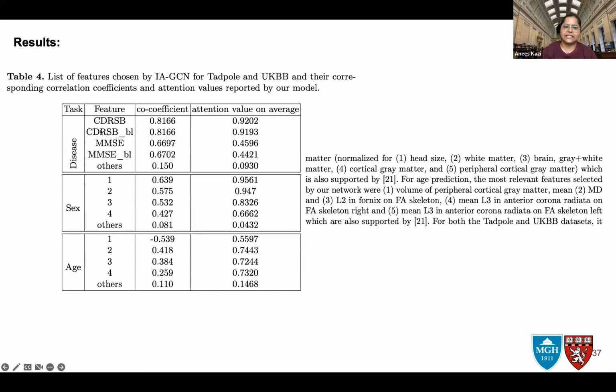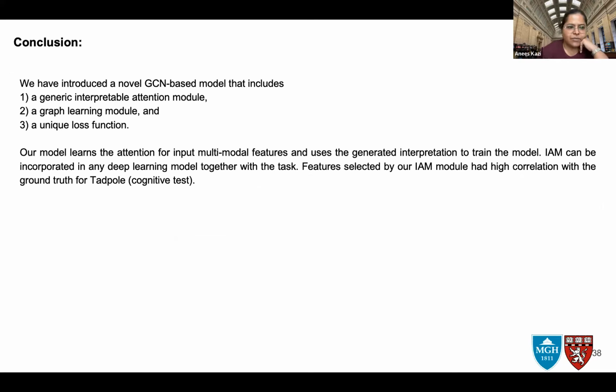So basically CDR-SB and MMSE, both of them are clinically considered as really relevant features which correlate very well with the labels. So in conclusion, we basically generated a generic interpretable attention module. A graph learning module was already there, and a unique loss function. So our model learns the attention for input multimodal features and uses the generated interpretations to train the model.